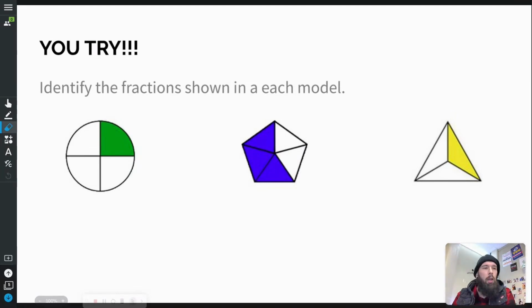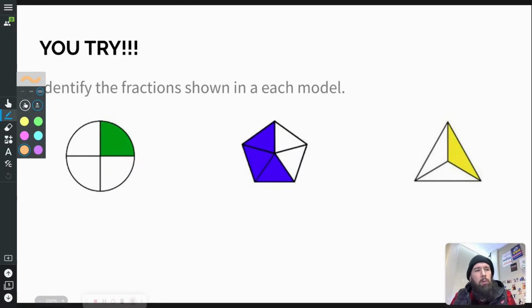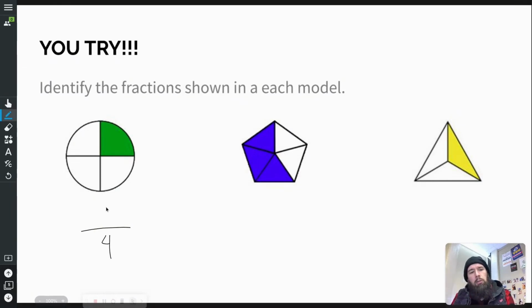Welcome back. Looks like we have a shape that is split up into 4 equal parts. So that's out of 4. One of them is shaded, so 1 over 4. You are cut into 1, 2, 3, 4, 5 equal parts, so over 5. 1, 2, 3 of them are shaded, so 3 over 5. You are cut into 3 parts, and only one of them is shaded, so 1 over 3.